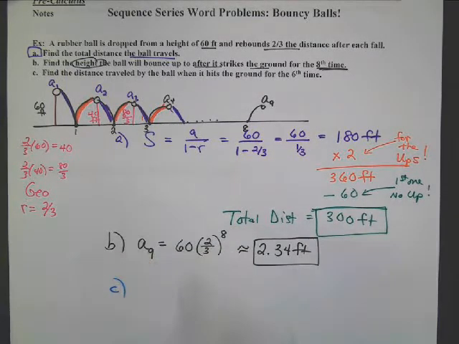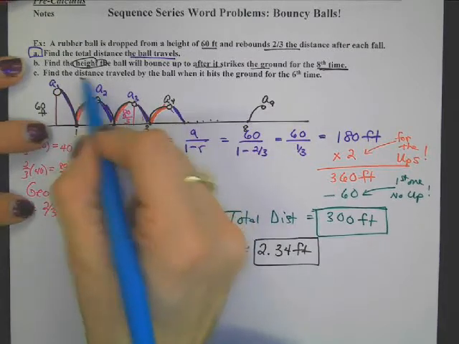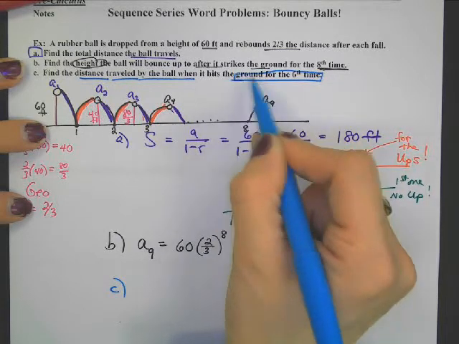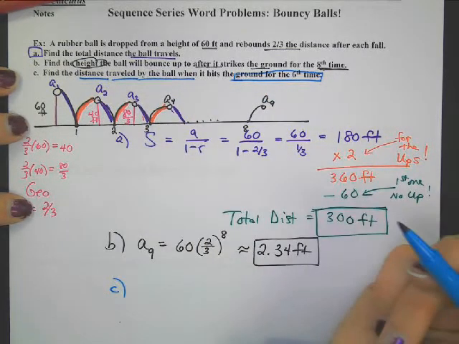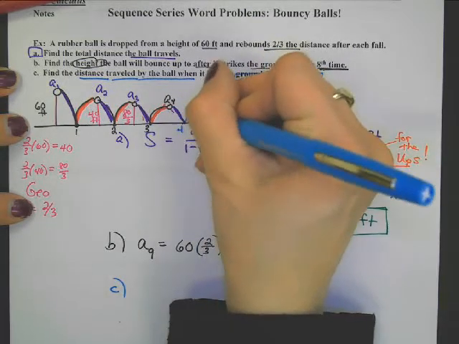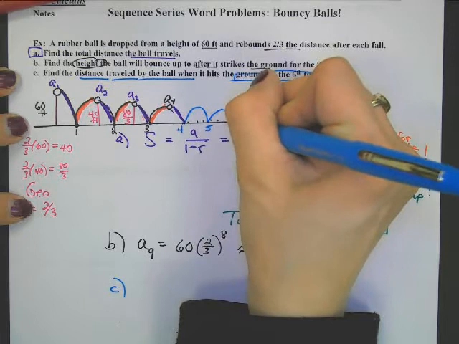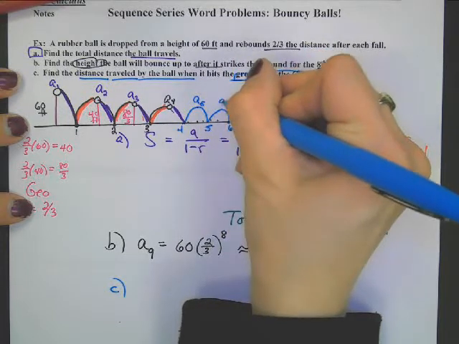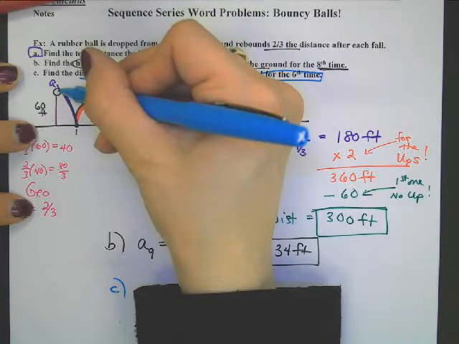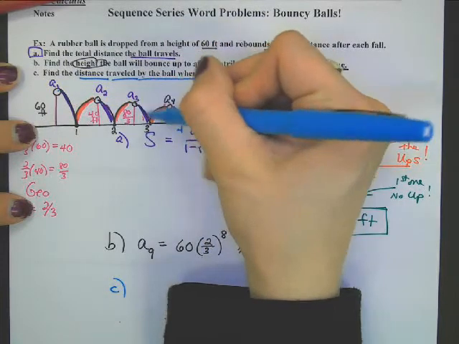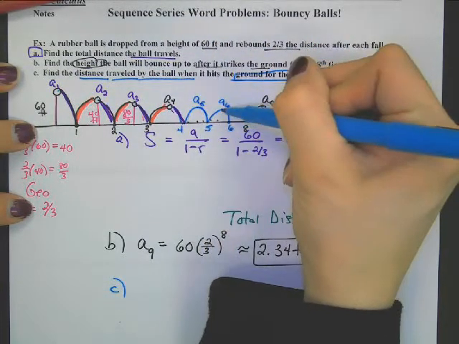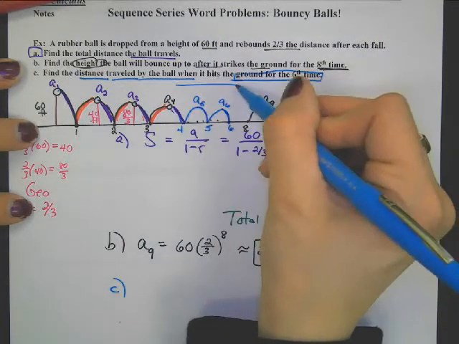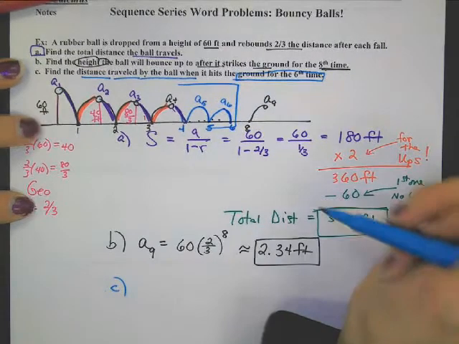Okay, what is part C asking us to think about here? Find the distance traveled by the ball when it hits the ground for the 6th time and then stops. So when it hits the ground for the 6th time, here's the 4th time, then the 5th time, then the 6th time. Here's A sub 5, here's A sub 6. So I think what I'm going to do is add A1, A2, A3, A4, A5, A6. Find the total distance traveled. So is this finite or is this infinite? This is going to be finite.